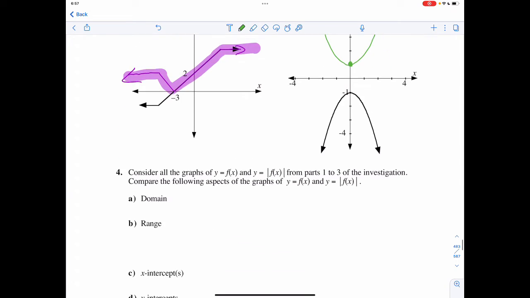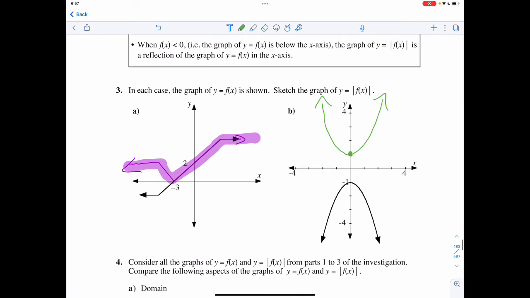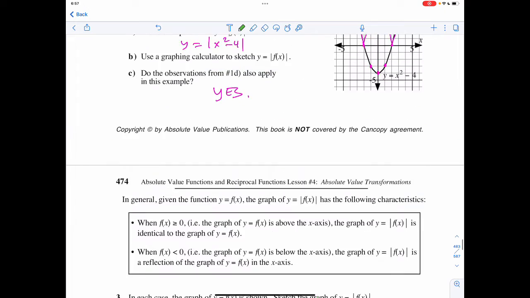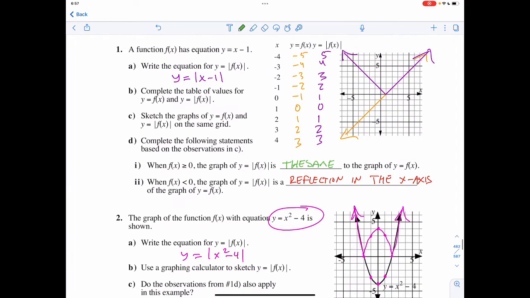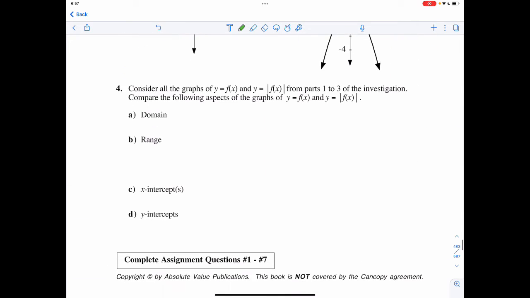Now, how does that affect the domains and the ranges? Well, in every single case, x kept going to the left and x kept going to the right, no matter what it was. It had no effect. Domain stayed the same.